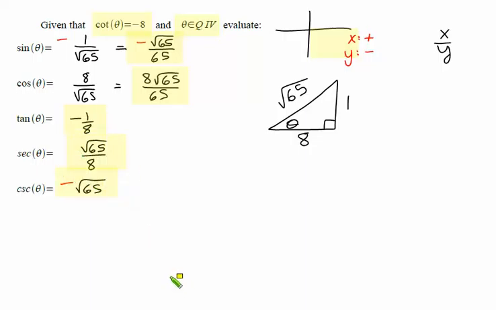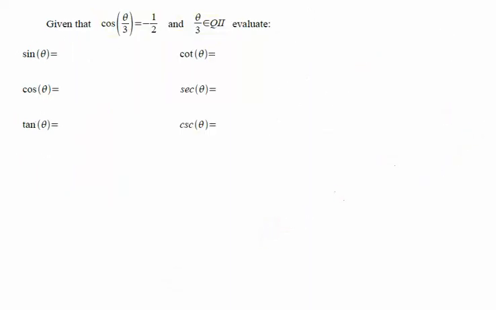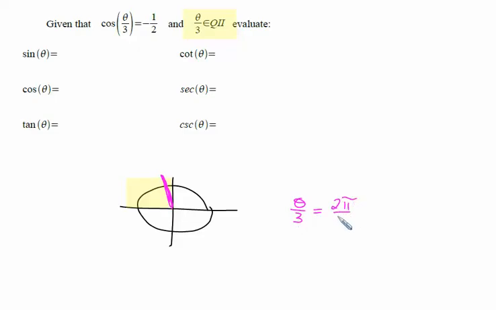And there we go. Now there's one other type of problem that we could look at, and that's what we're going to see right here. In this problem, we're given a value that actually appears on the unit circle. So here we're saying that the cosine of theta over 3 is equal to negative 1/2, and we're focused on theta over 3 coming from the second quadrant. Theta over 3 being negative 1/2 means that this angle is the tall one, and that means that theta over 3 is going to be equal to 2 pi over 3.